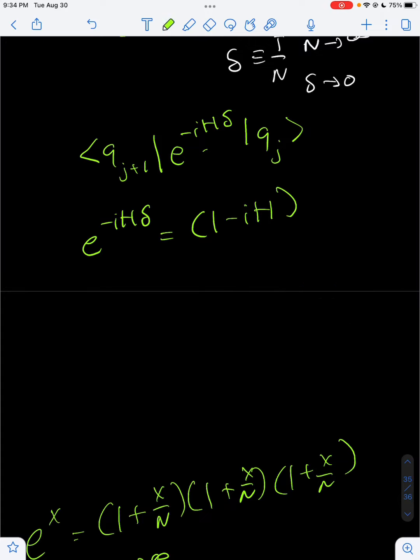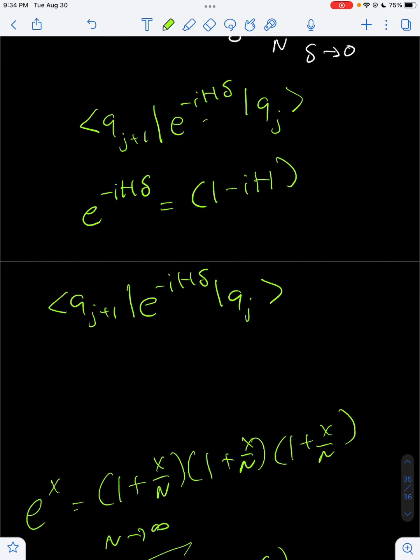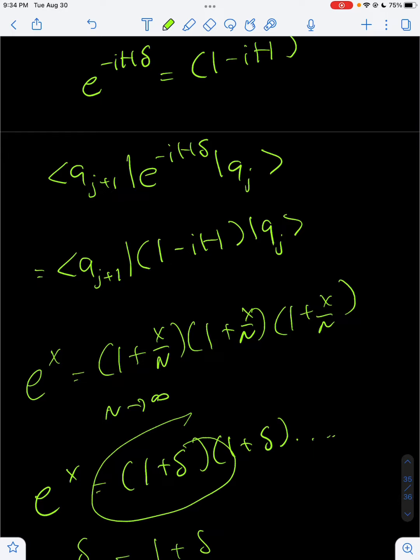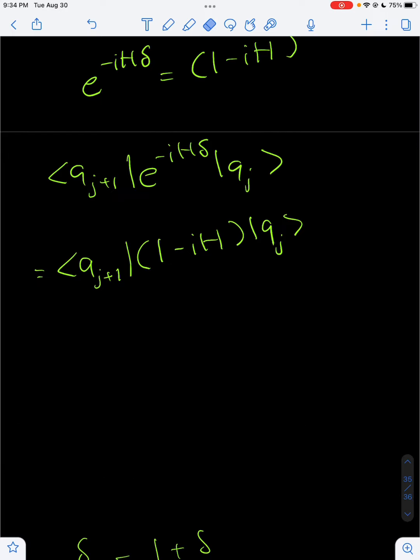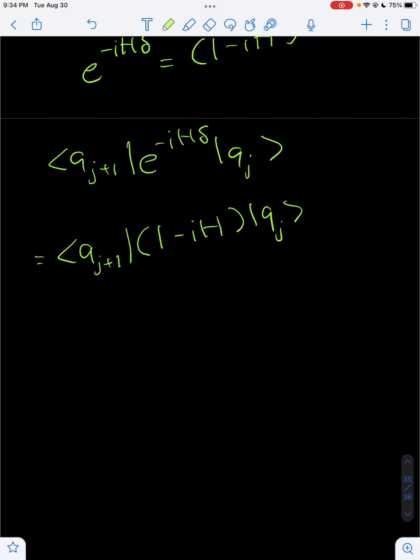So this means that q_{j+1} times e^{-iHΔ} q_j is just going to be equal to q_{j+1} times (1 - iHδ) q_j. So far, so good. Let's erase this over here. And now this is just going to be q_{j+1} times q_j minus i times q_{j+1} H q_j.